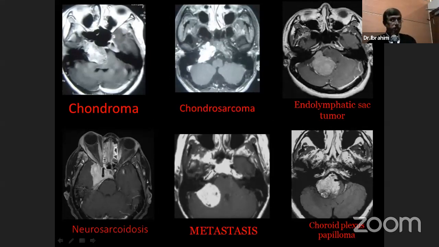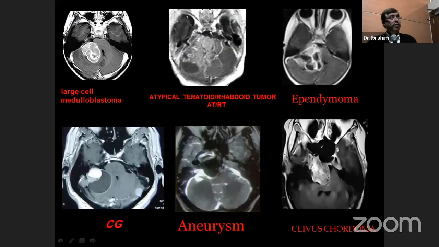Chondroma, chondrosarcoma, I don't want to repeat them. Large cell medulloblastoma, and cholesterol granuloma. You don't irradiate cholesterol granuloma. Remember this, gamma knife is given without histological verification. They don't do a biopsy. They just say, oh, this is meningioma, let's treat.